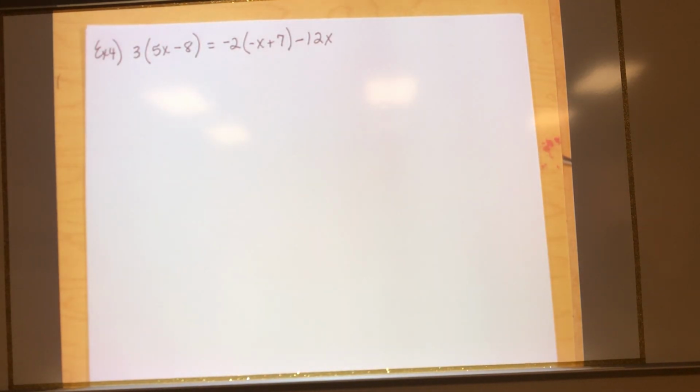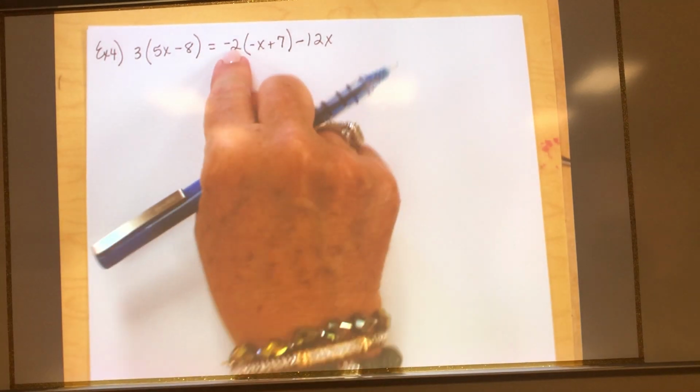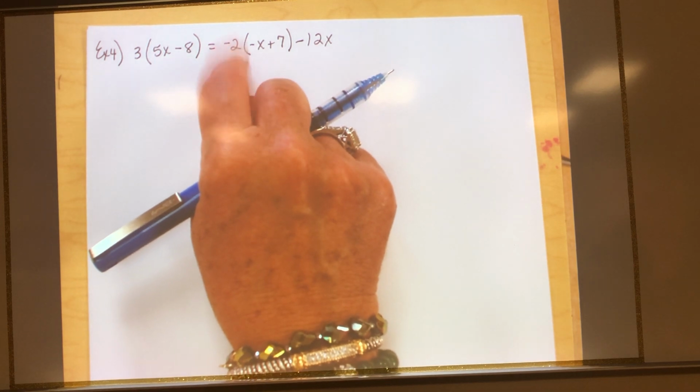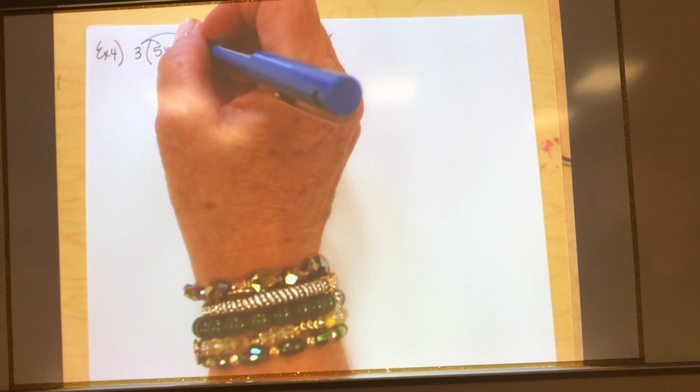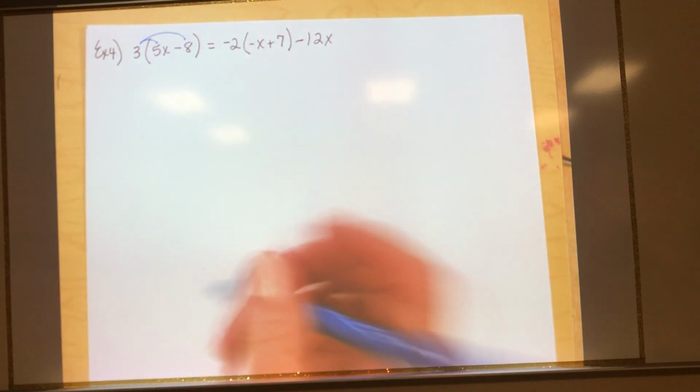Okay, yeah. People, that's the distributive. And what do I see that I need to be extra careful about? Yeah, when you distribute a negative, kids are more likely to make a mistake, okay? So be very careful there. So I'm going to do this to keep from making that mistake.